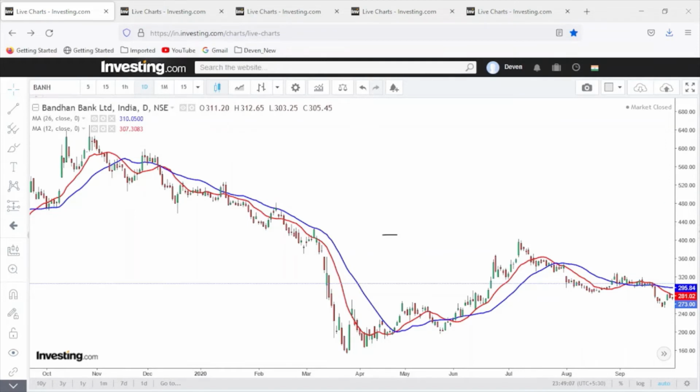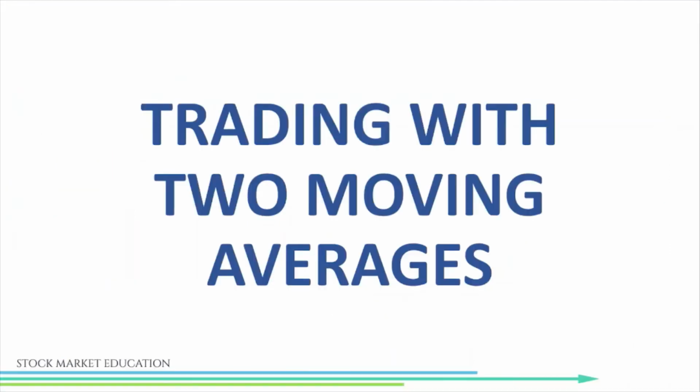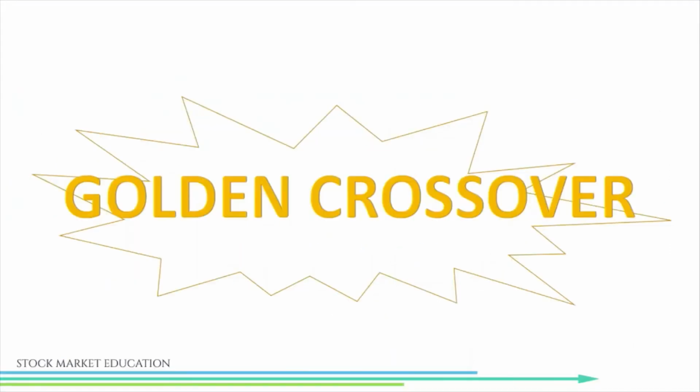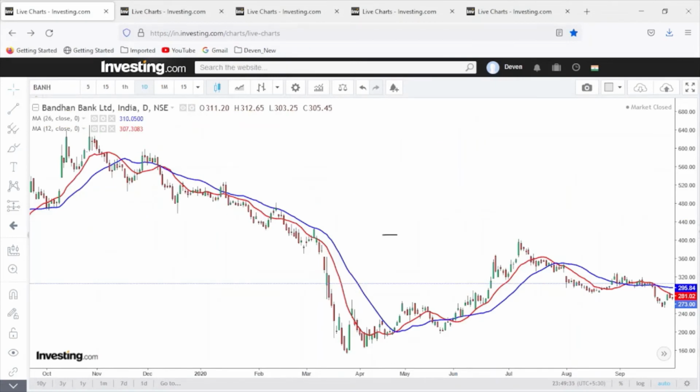Now we have seen two moving averages, right? Now there is something called a golden crossover. This is a very beautiful thing that works in moving averages, and I also like to trade on golden crossovers because many a times it gives a very good signal or very good rally after that signal. So let us see how a golden crossover looks. Now here we have added two moving averages.